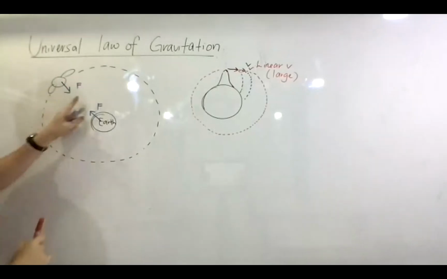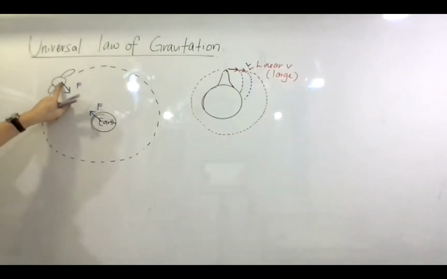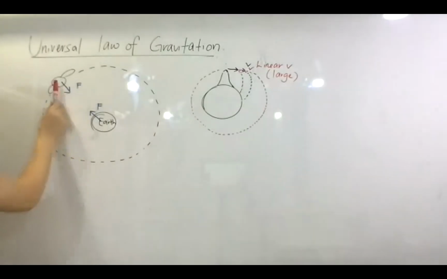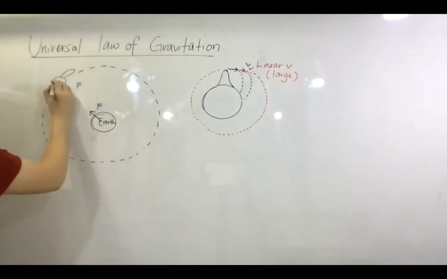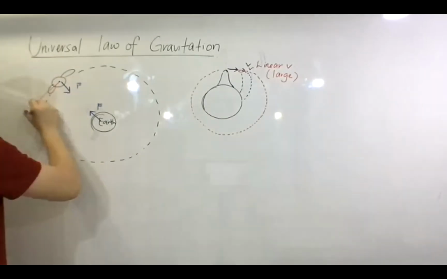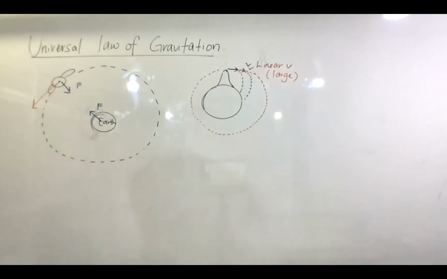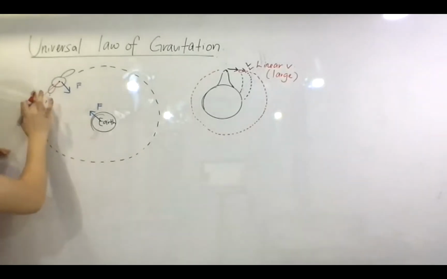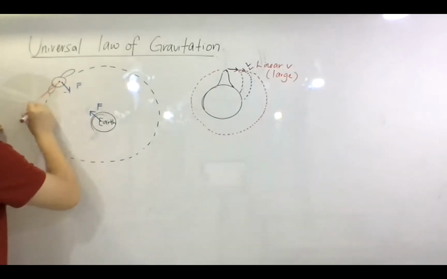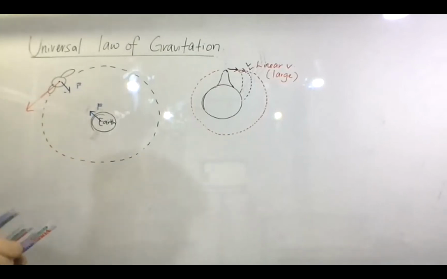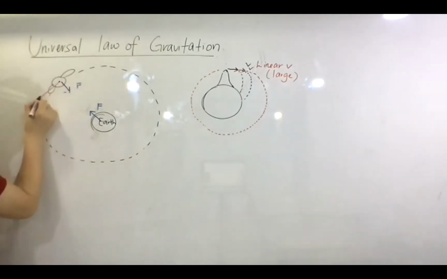Okay, we move it to here. Now, this satellite is like the object I throw. The satellite is moving with a linear velocity. By nature, every object moves in a straight line. So this satellite is moving like this. Now, when the satellite comes here, because the velocity vector is in this direction, the satellite wants to come here, and go like this.